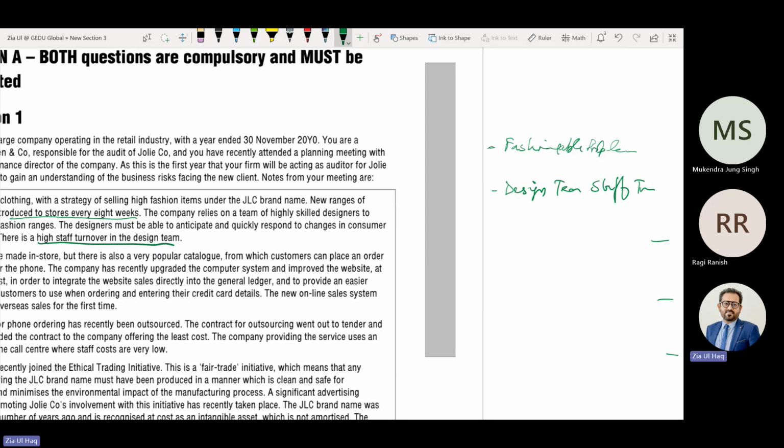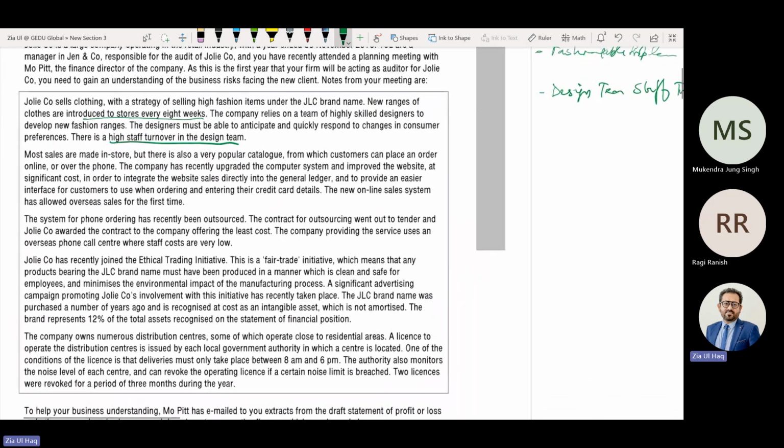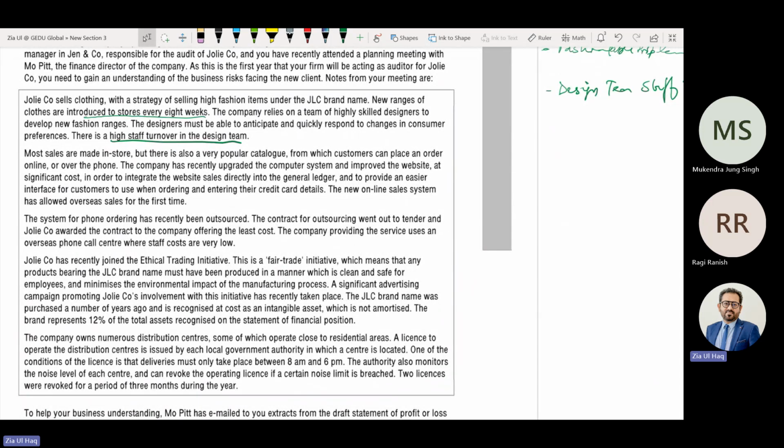Are you with me? Business risk, impact on business. Impact on business. So out of 8, 2 we have identified.